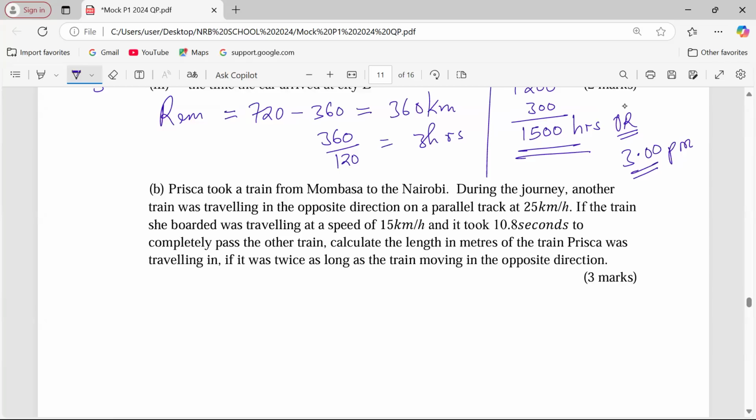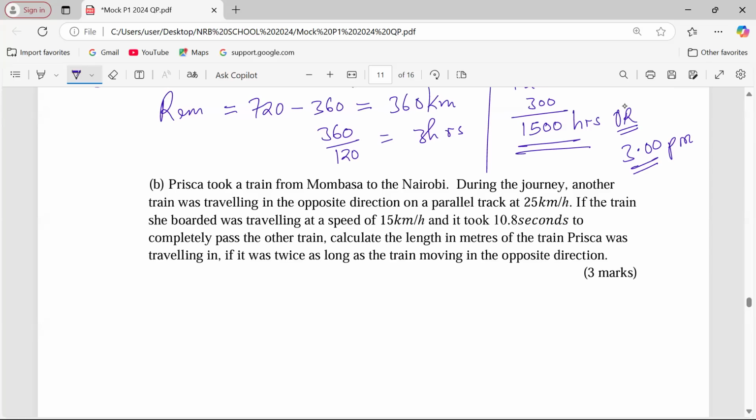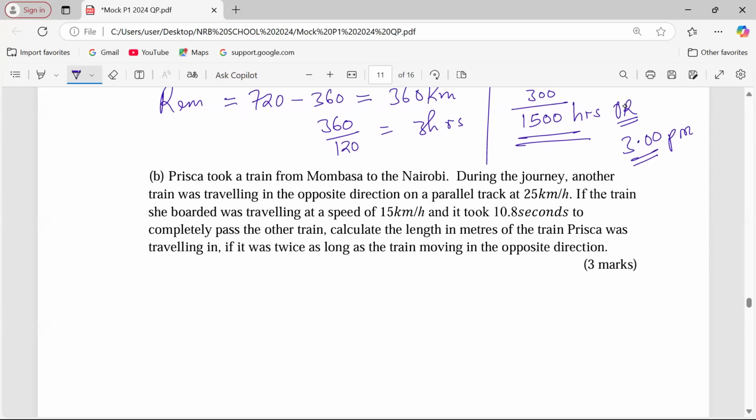Here we have to work with some unknowns, and we're also supposed to interpret distances very keenly. What we're supposed to know is that we are told to calculate the length in meters of the train Priska was traveling in if it was twice as long as the train in the opposite direction. So the train in the opposite direction is X meters long.